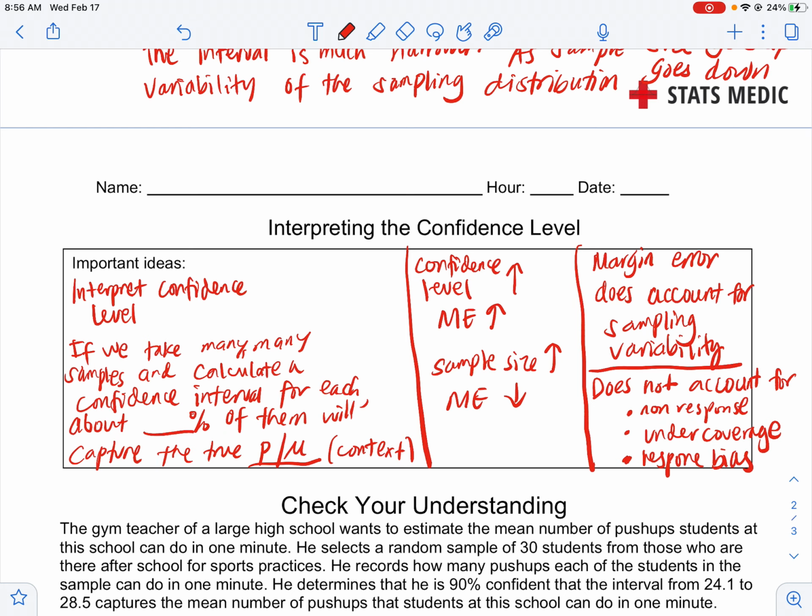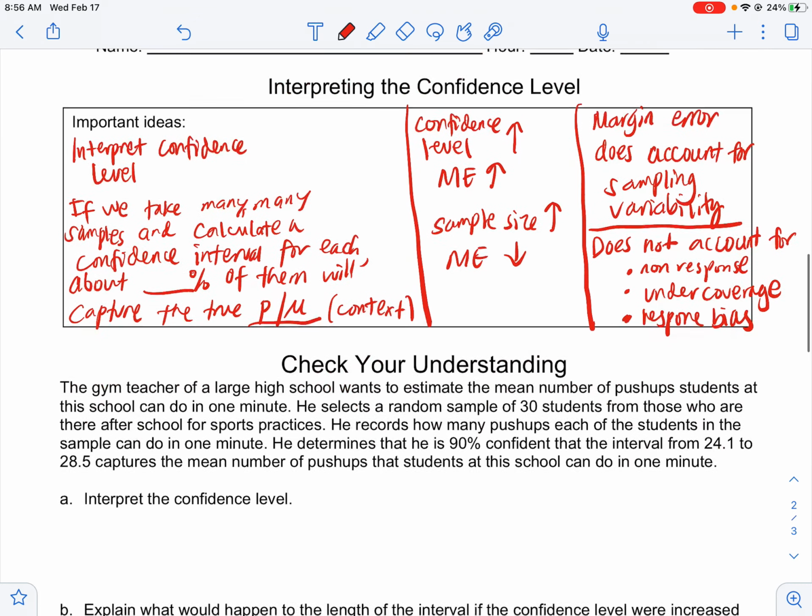Yeah, so that is what we call a response bias. And the margin of error does not account for all of those biases. Okay? It will only account for sampling variability.